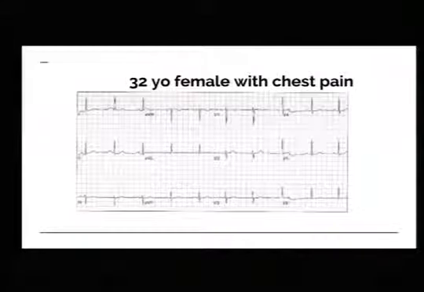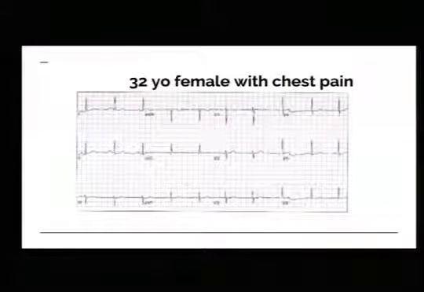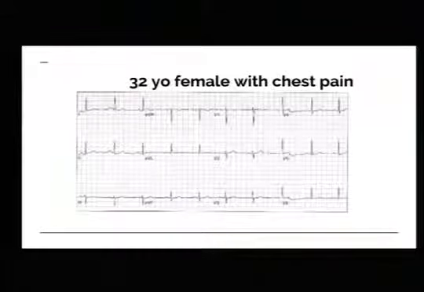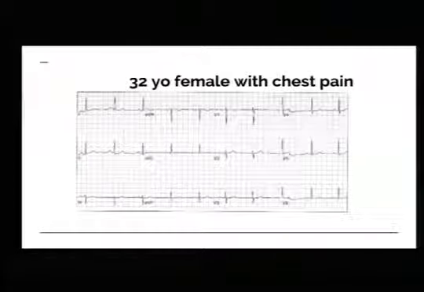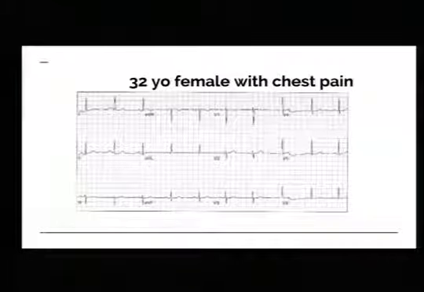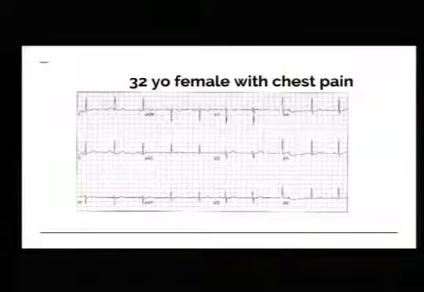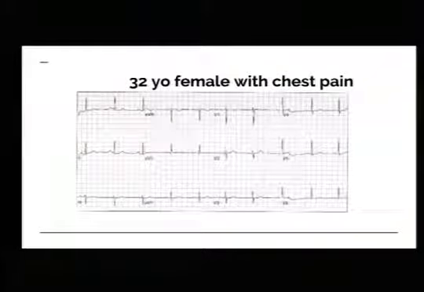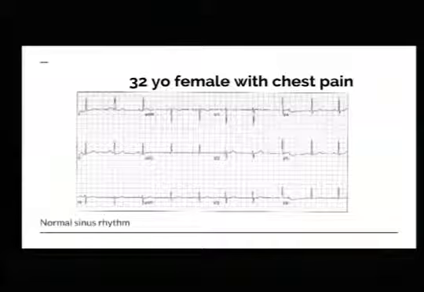Now, is it regular? It's not a perfect rhythm strip, it's all the leads down here. But is it regular or irregular? Okay. Now you look for any blocks. Do you have normal PR interval, normal QRS, and do you have a P before every QRS and a QRS after every P? So this one's simple. Yep, normal sinus rhythm. Start easy on you guys.